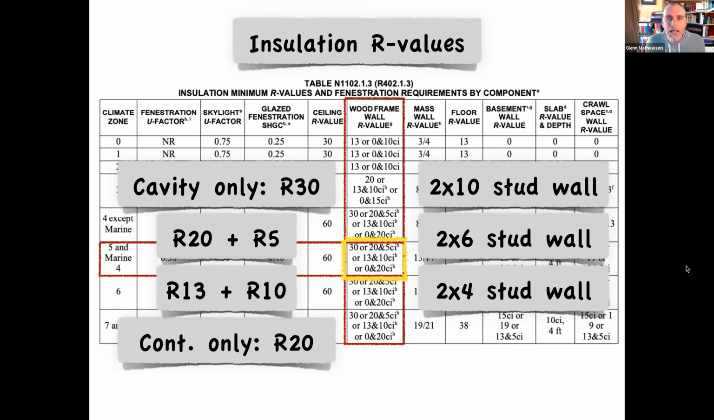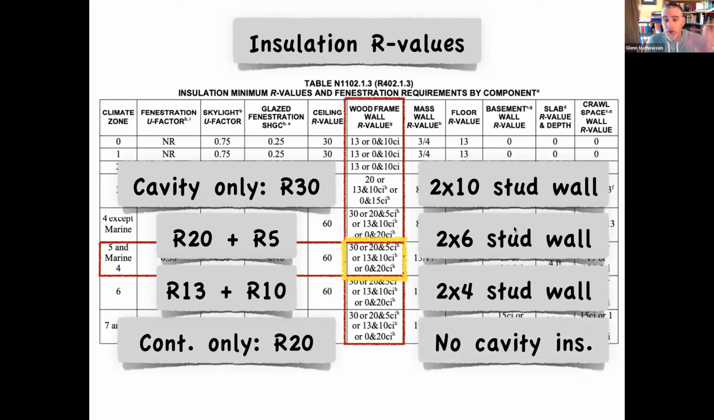We have an option of continuous only on the outside. So now you could put no cavity insulation with a cool rustic look of your walls if you'd like, or go ahead and put drywall on the inside, but you don't have to worry about anything in the cavity. And this is just an option to allow you to use any kind of stud wall that you want and put all your insulation on the outside.